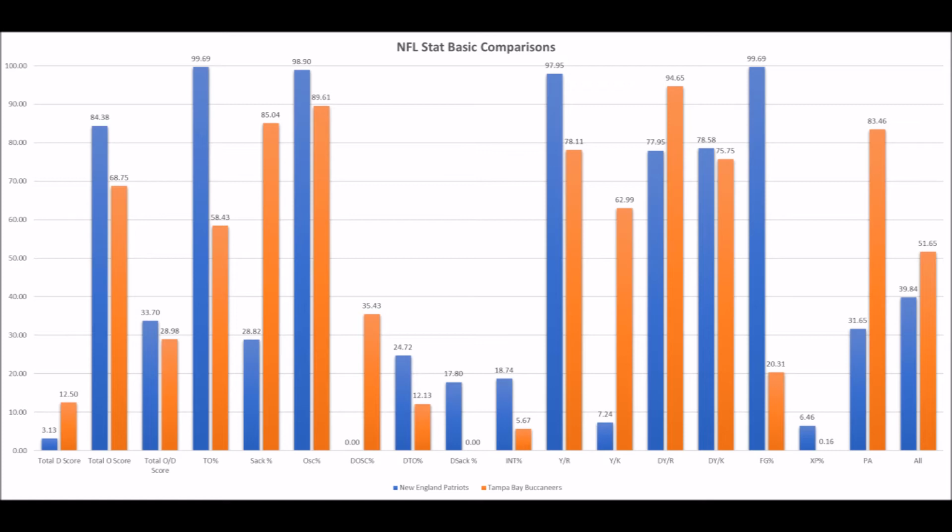When you look at field goal percentage, that heavily favors the Patriots. And then, of course, when you look at the punting average, that actually goes to the Bucs. So the Bucs have a much better punting average compared to the Patriots, who have a below average punting average overall.